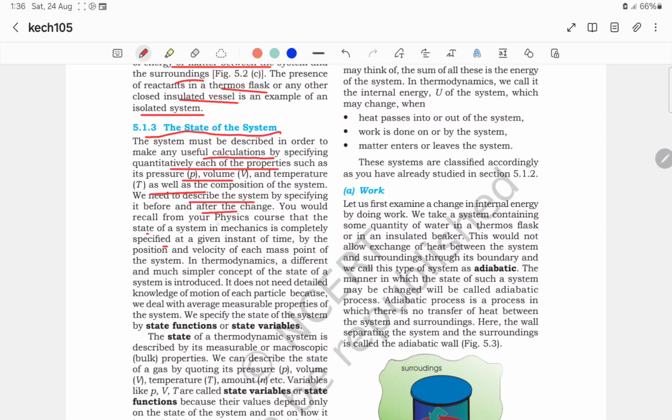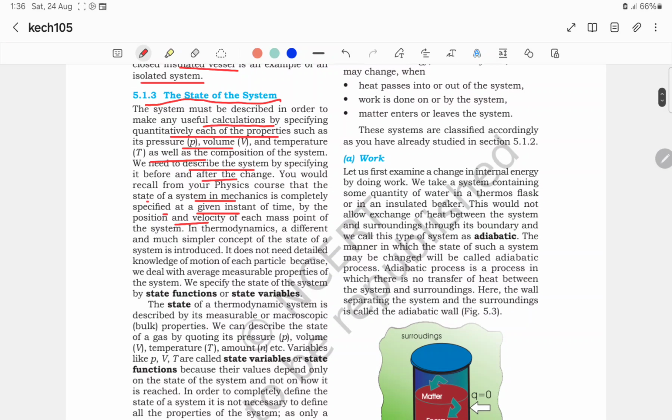So you would recall from your physics course that the state of a system in mechanics is completely specified at a given instant of time by the position and velocity of each mass point of the system. In thermodynamics, a different and much simpler concept of the state of the system is introduced. It does not need detailed knowledge of motion of each particle because we deal with the average measurable properties of the system.